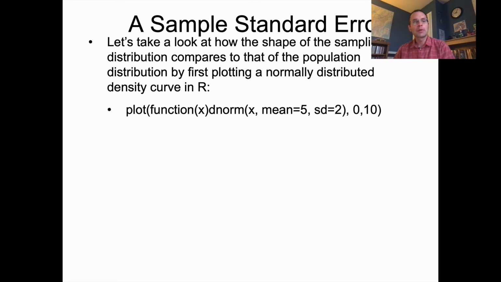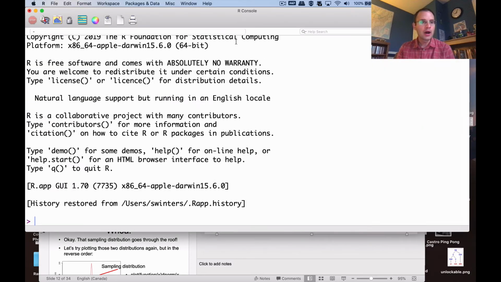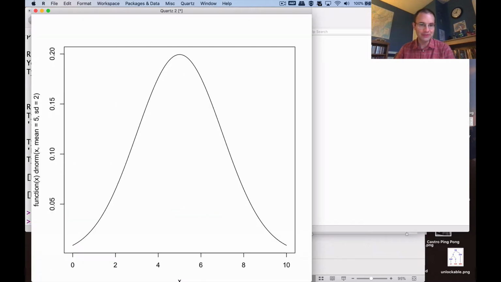Okay, so what I want to do is take a look at how the shape of the sampling distribution compares to that of the population distribution by first plotting a normally distributed density curve in R. And I'm going to just crank out some R commands here, and you're welcome to follow along if you'd like at home. But yeah, this is using our plot function for normal distributions again, and this particular one has a mean of 5 and a standard deviation of 2. And we're going to plot it from 0 to 10. We've actually done this before, so hopefully it looks familiar. But yay, there's a normal distribution. And I'm going to say this represents our population distribution.